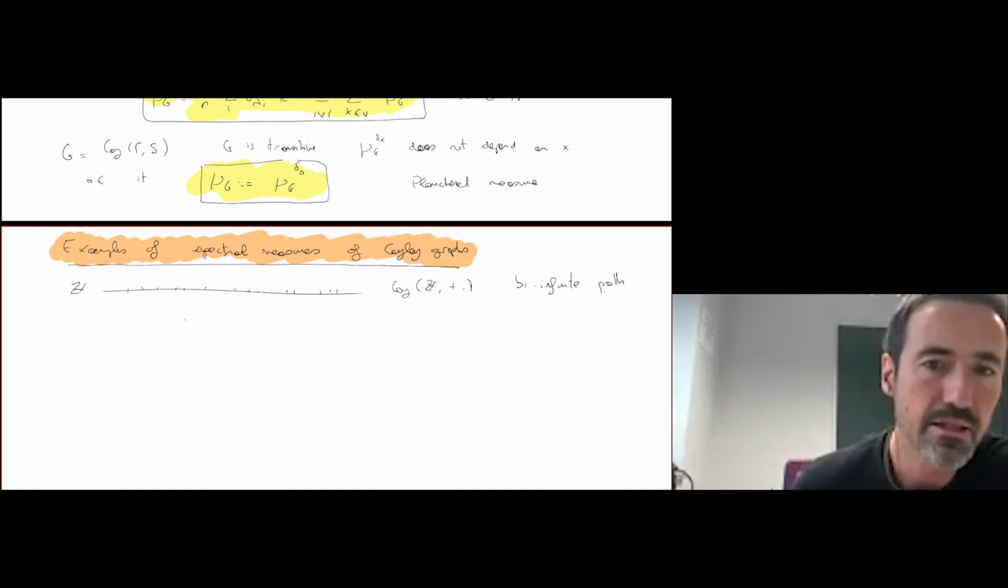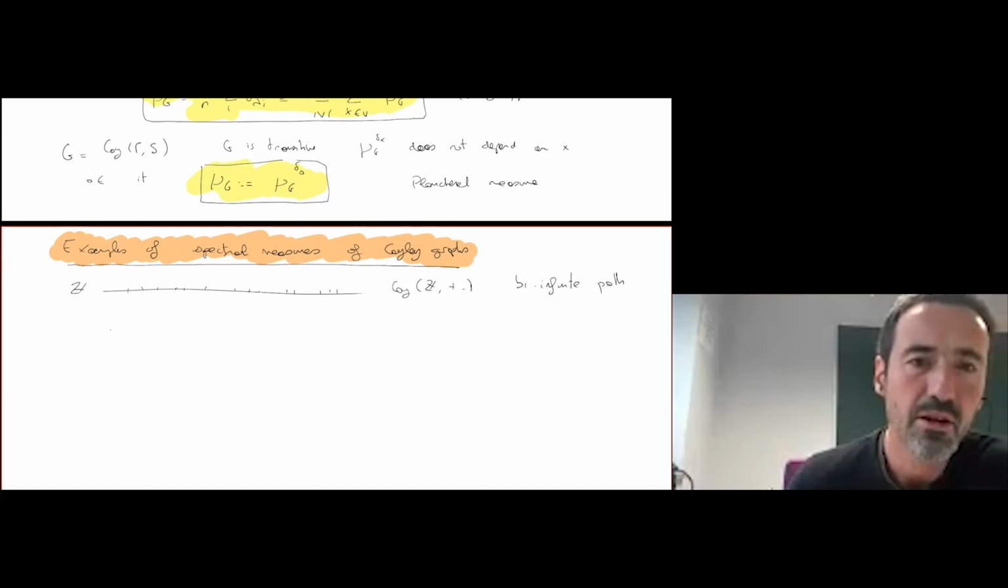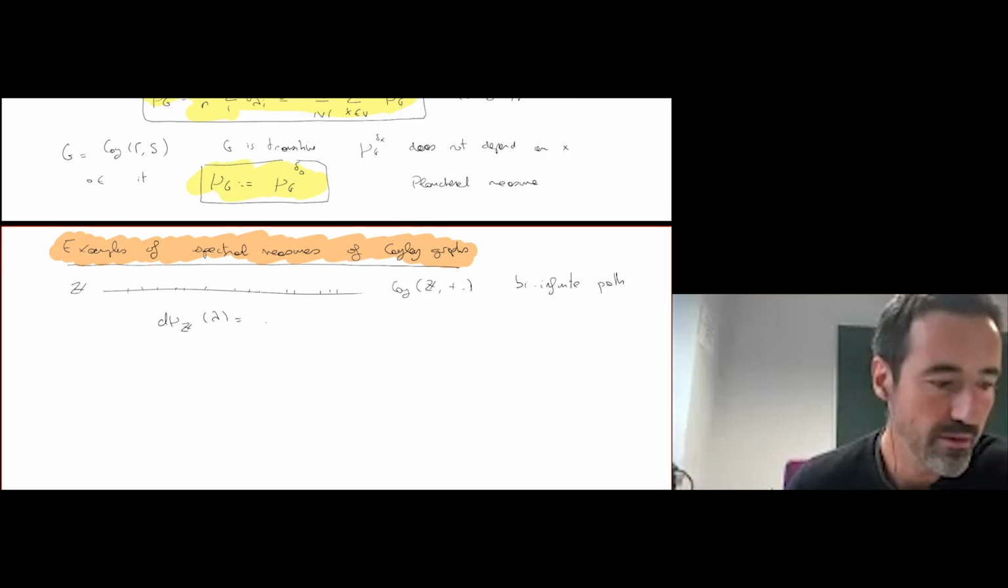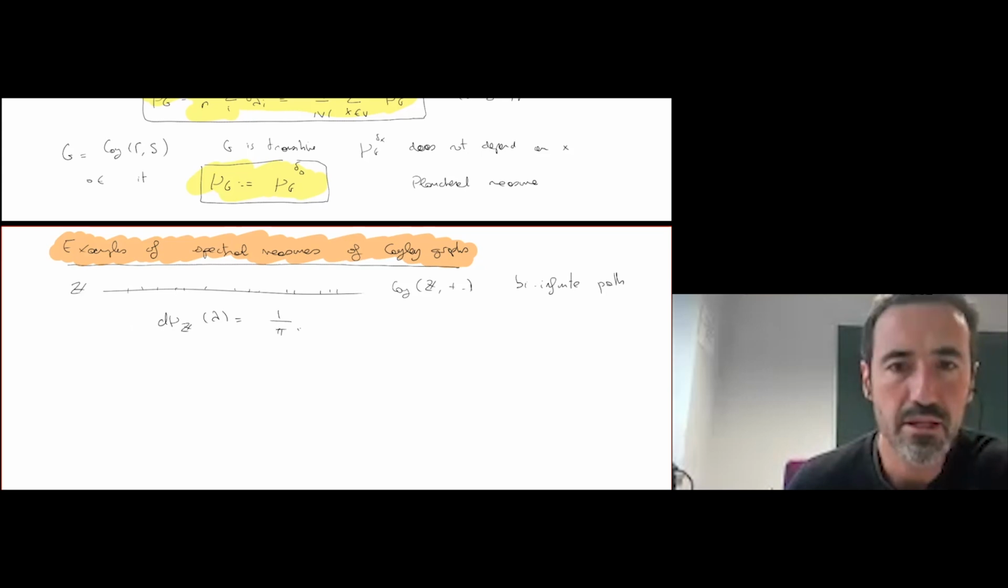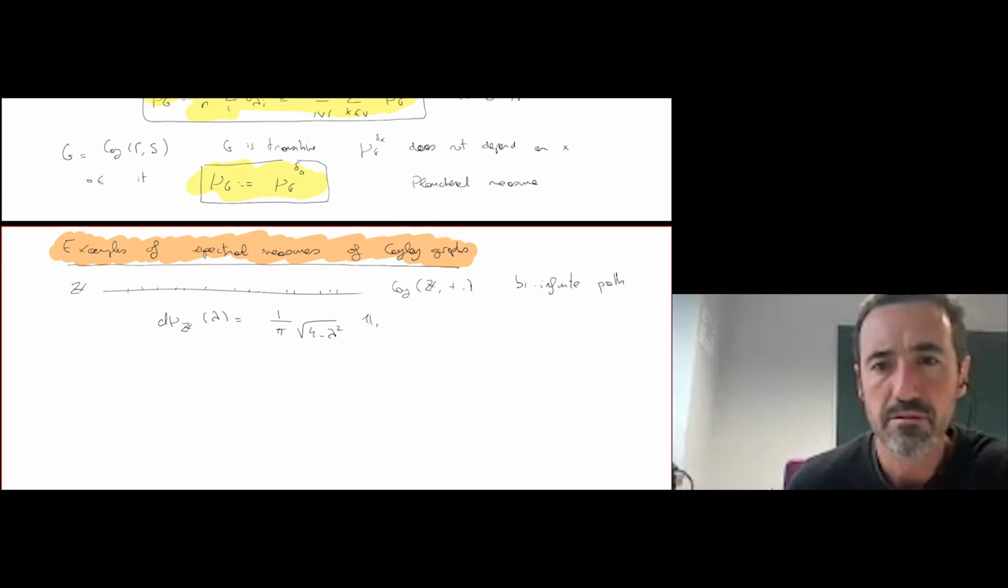We already computed it, I think. This is the arcsine law. No, we didn't compute it, but it's a nice exercise to compute that formula. Okay, so this is the arcsine law.